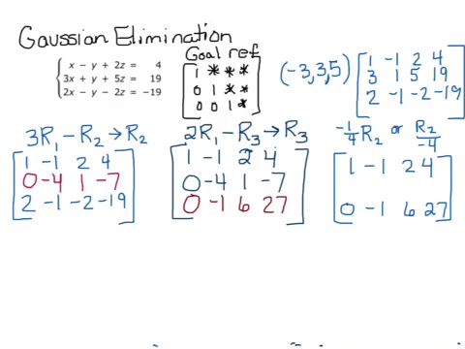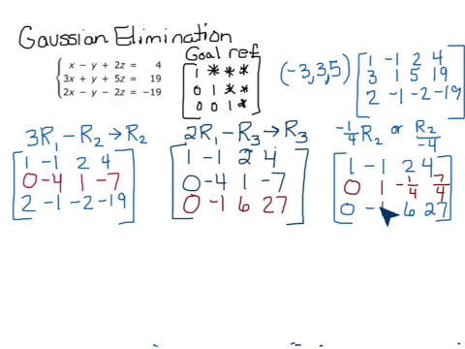So 0 divided by negative 4 is 0. Negative 4 divided by negative 4 is 1. 1 divided by negative 4 gives us negative 1/4. And negative 7 divided by negative 4 gives us a positive 7/4. So always referring to our goal, 1 on the first row, we have that. 0, 1 on the second row, we have that. Now we need to change this value to 0 as well.